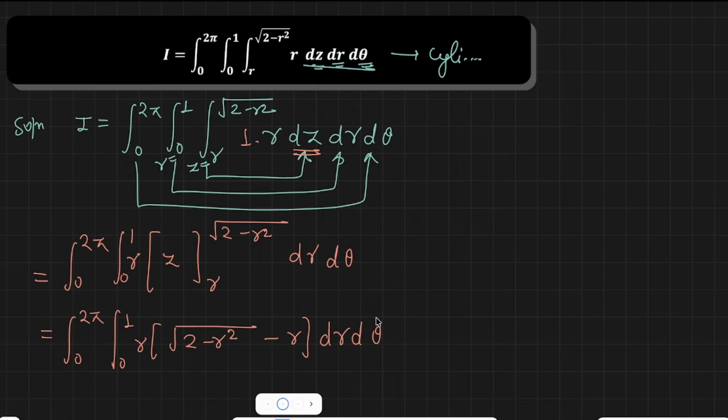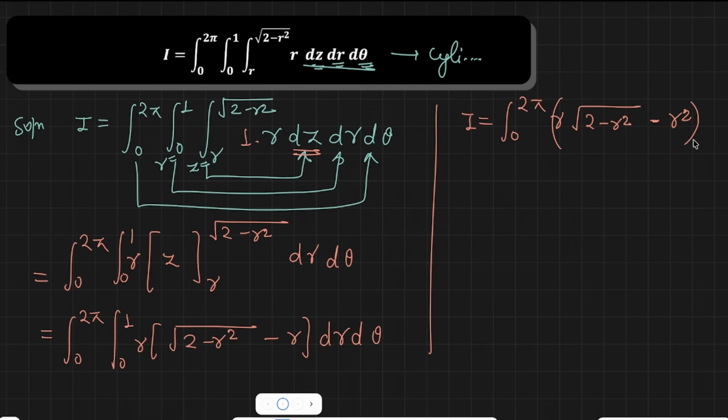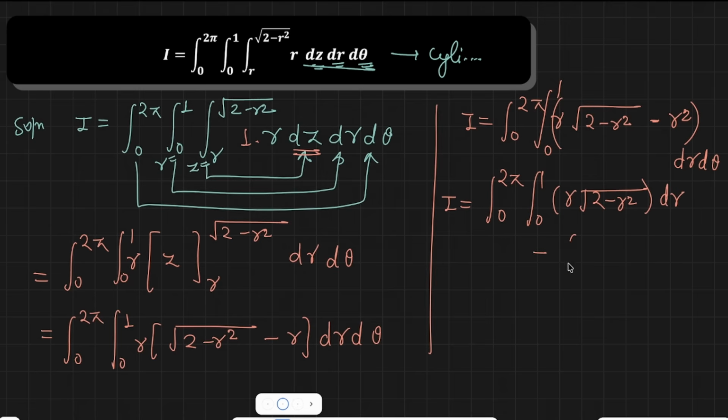Okay, now how to solve this integral? From here I can write down, this is my integral 0 to 2 pi. When I multiply this r here, it will be r root of 2 minus r square, minus r square dr d theta. I can break this into two different things. See, this is 0 to 2 pi, 0 to 1 is also there, so 0 to 1 r root of 2 minus r square dr, minus 0 to 2 pi.